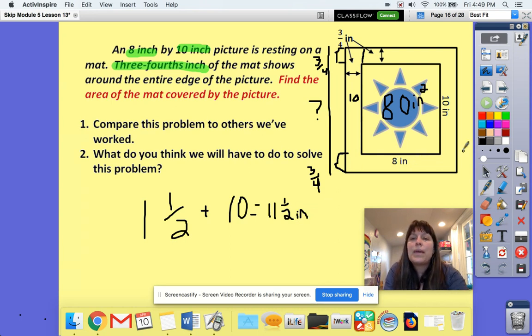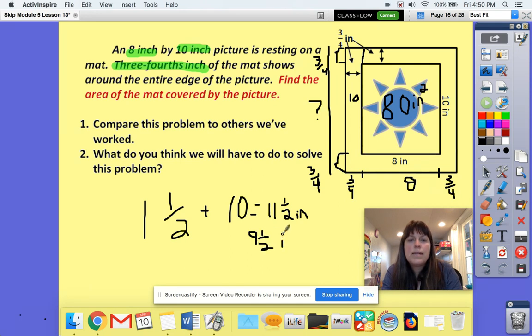Now we're going to do the same thing with our width. The known width is 8 inches, right? So we know that from here to here, it's going to be 8. And we know that these little parts on the end are 3/4 of an inch. And so we already know that 3/4 plus 3/4 equals 1.5. So for our width, we're going to have 8 plus 1.5, which equals 9.5. So 11.5 and 9.5 are our final measurements.